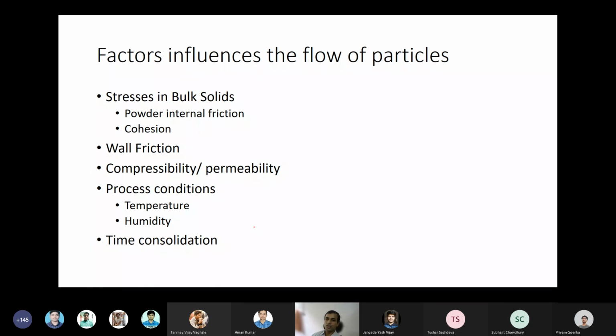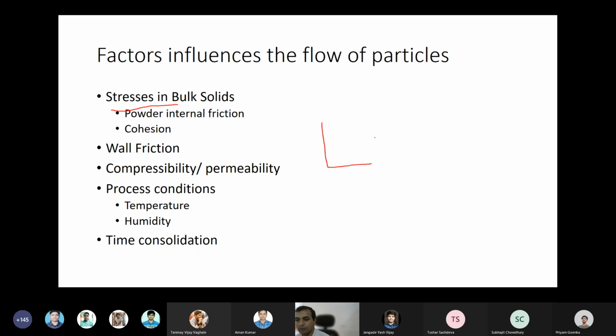Now, what factors influence the flow of particles from the silos? Angle of repose, as I said, has no correlation. Then what factors influence the stresses in the bulk solids? That is internal friction between the particles in the powder, and cohesion between the particles in the powder. Then wall friction, the interaction between the particles and the wall, affects it. Then compressibility, the nature of the particles.